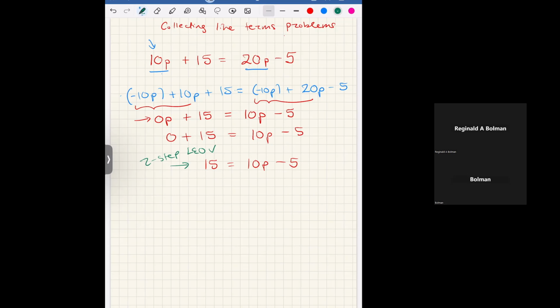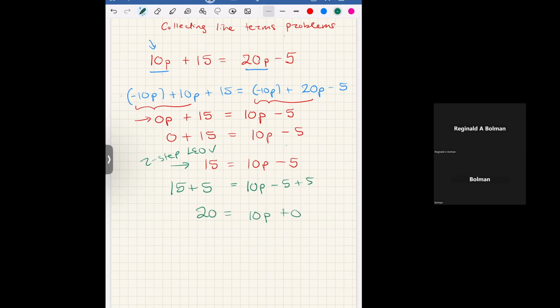If we wanted to solve this problem, always remember that you're going to attack the number that's being added or subtracted from your unknown term. In this case, our unknown number is p, so we want to attack the negative 5 that's hanging out in front. We will add 5 to both sides because that's the additive inverse of a negative 5. So we'll have 15 plus 5, or 20. And then on the other side, we'll just get 0, because negative 5 plus 5 gives us 0. Now we have 20 is equal to 10p. Now you've got a one-step LEOV.